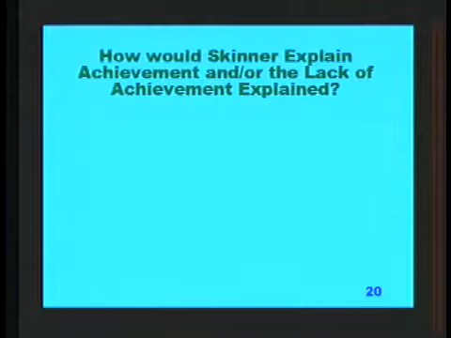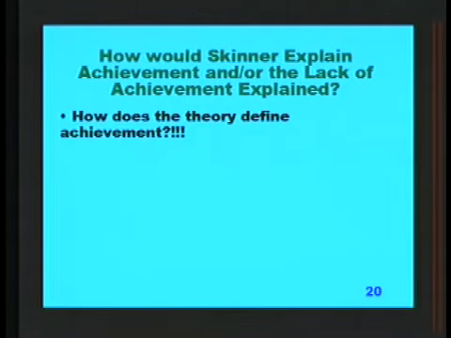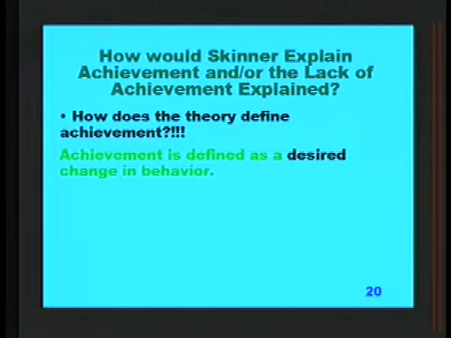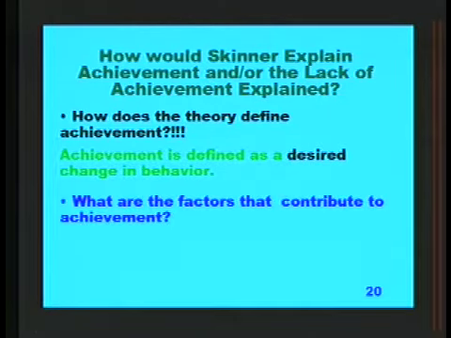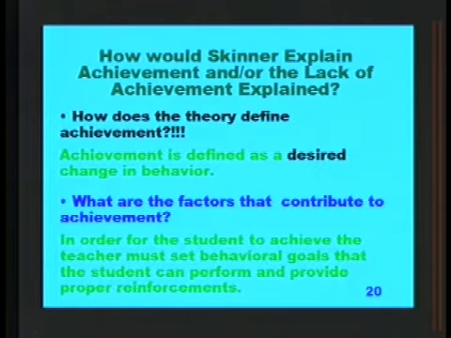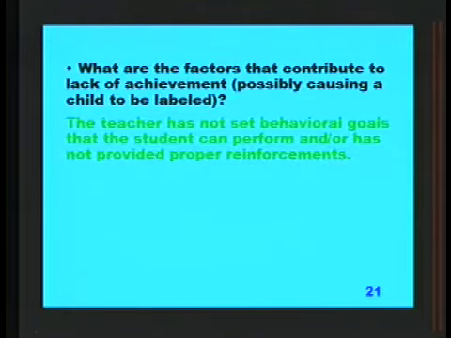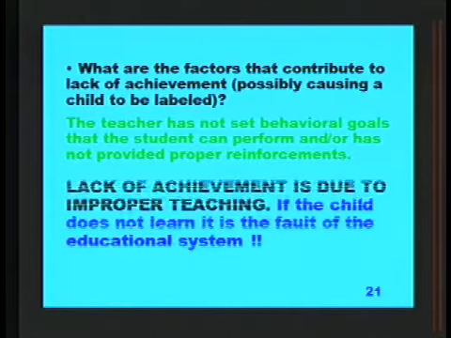Okay. What he's saying is that achievement is defined as desired change in behavior. And in order for the student to achieve, the teacher has to set behavioral goals that the student can perform and provide proper reinforcements. So if the kid doesn't learn, it's the teacher's fault. The teacher has not set the right behavioral goals, or has not provided the proper reinforcements.